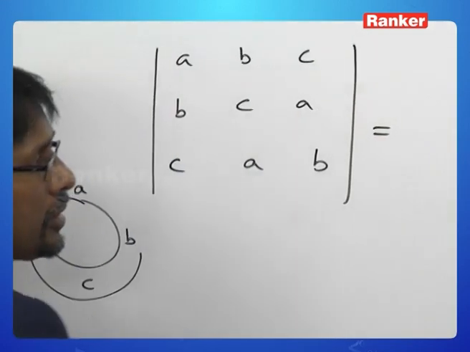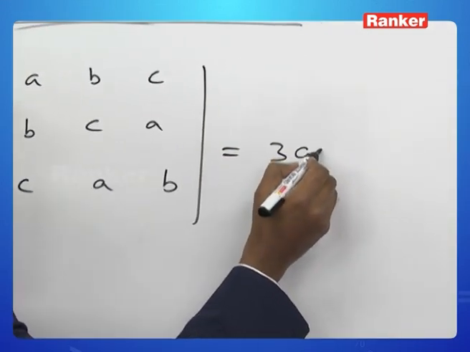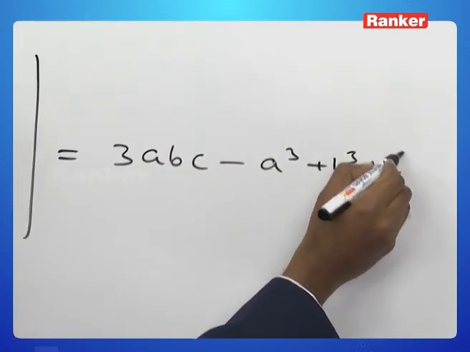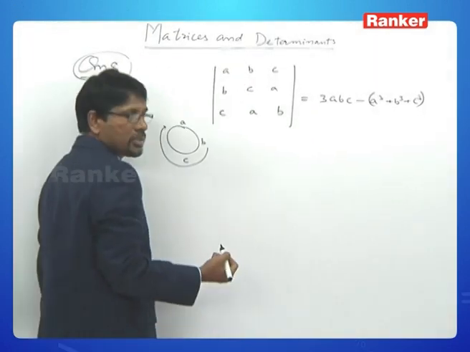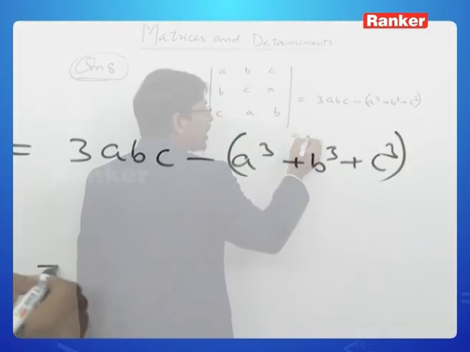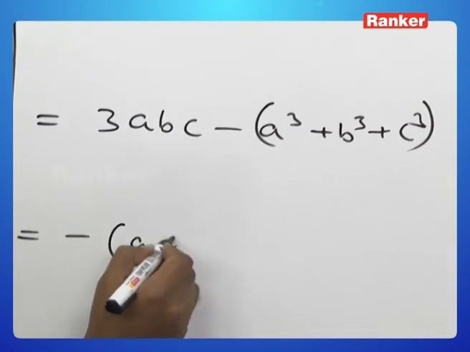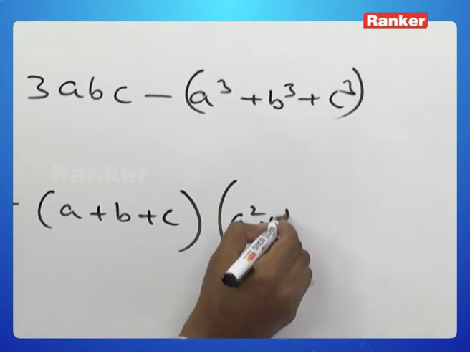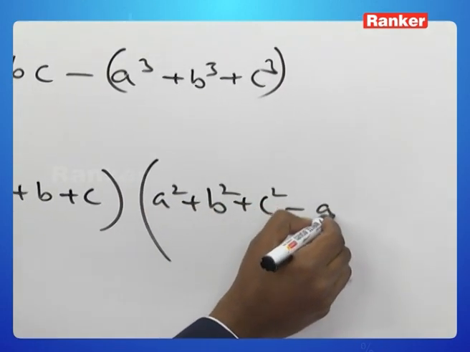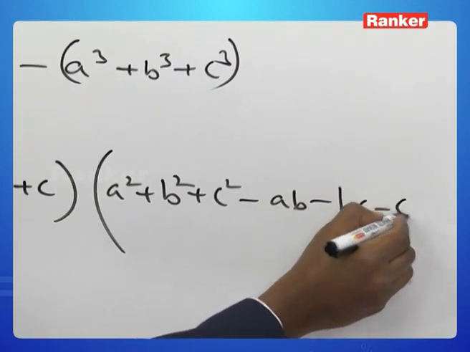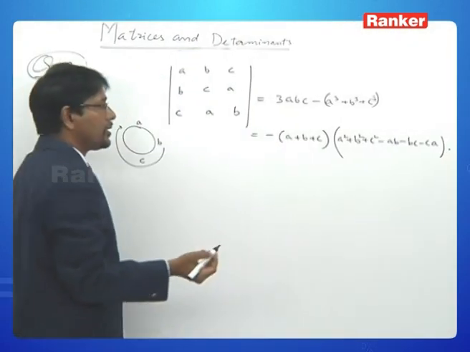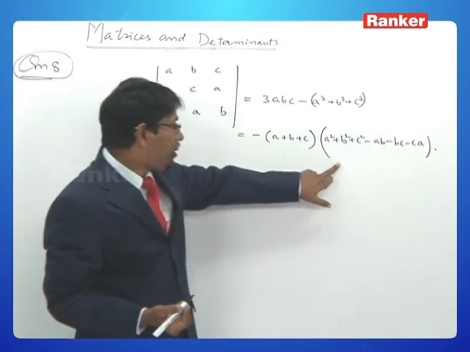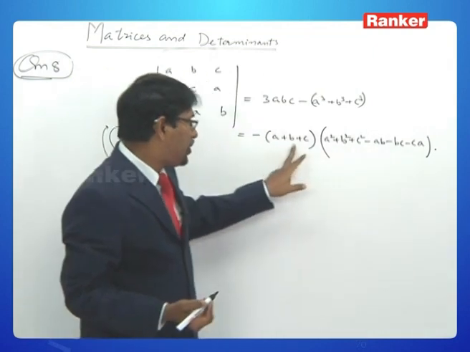Now this determinant is a standard determinant that is given by 3ABC minus (A cube plus B cube plus C cube). You can easily open it up and observe this. And we know it can be factored as minus of (A plus B plus C) into (A square plus B square plus C square minus AB minus BC minus CA). We can write it like this. And we know that the second part is definitely positive.